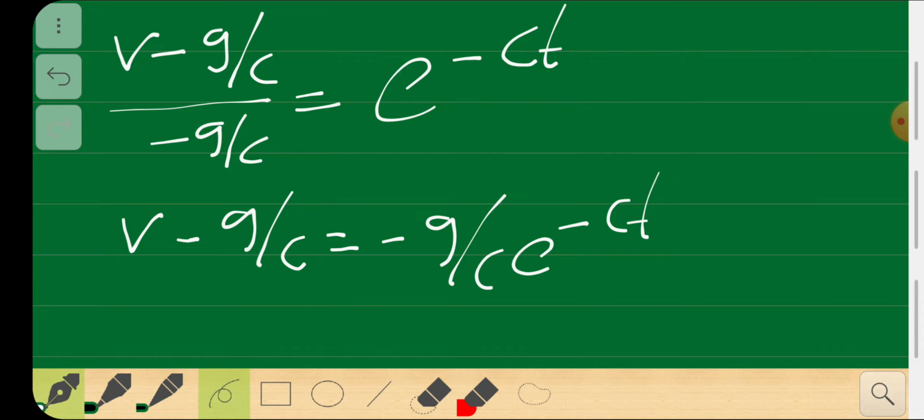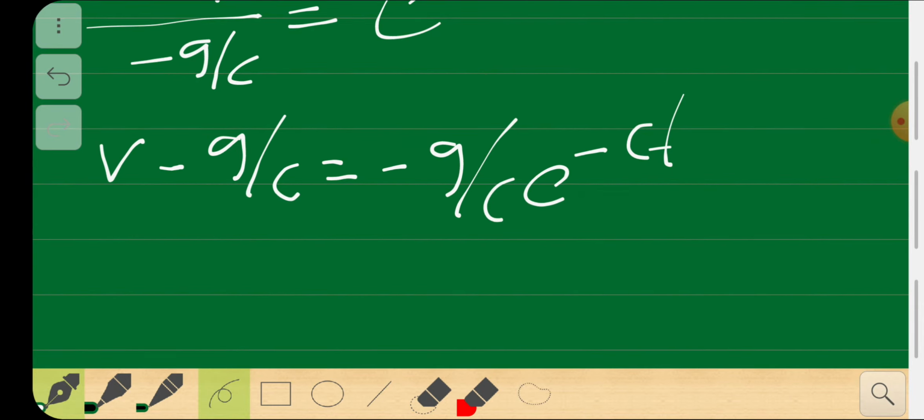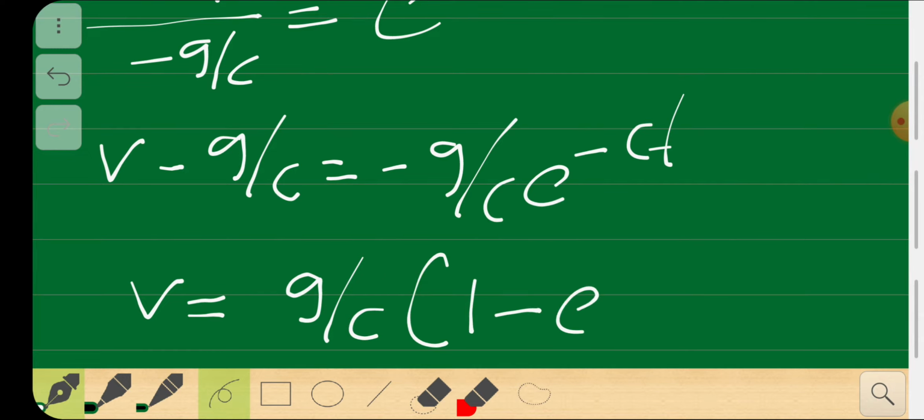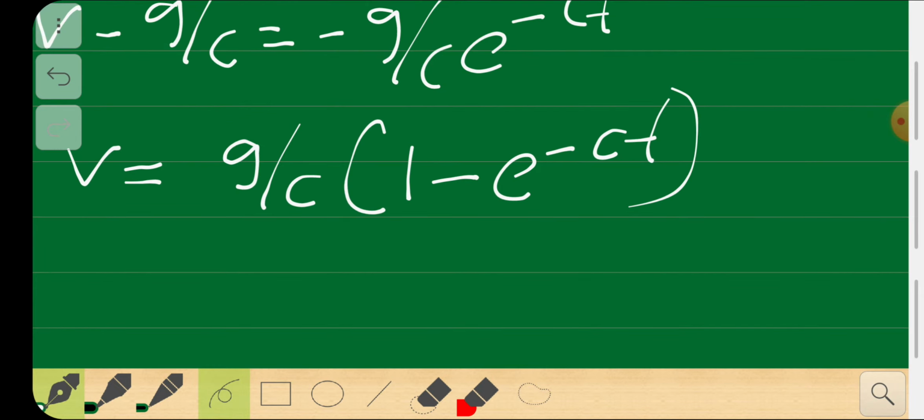Now we can take the minus g by c out on the right side. So you get v is equal to g by c, which can be taken outside, times 1 minus e raised to minus ct. Let's call this equation 4.